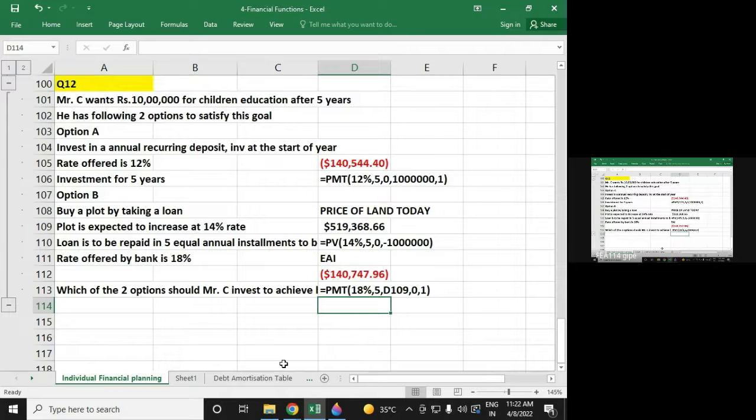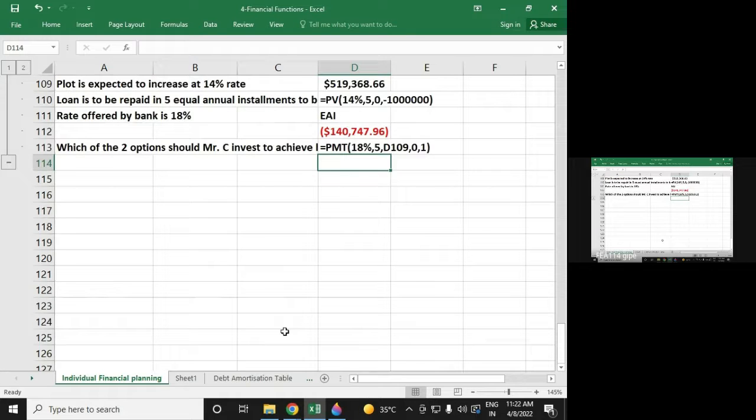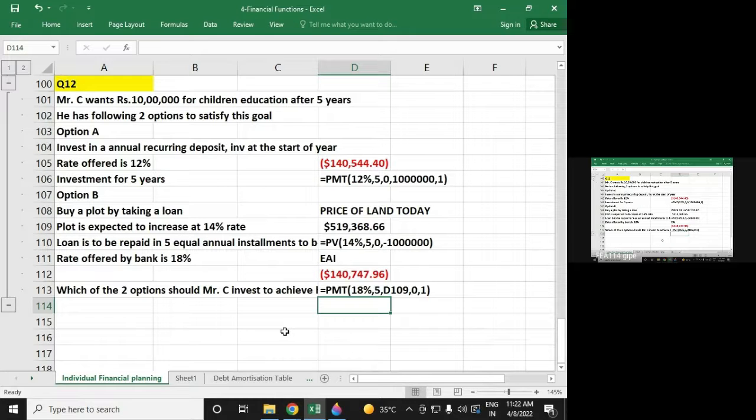Okay. So these are typically the examples, okay, or these are the applications of time value of money into individual investment decisions. Okay.